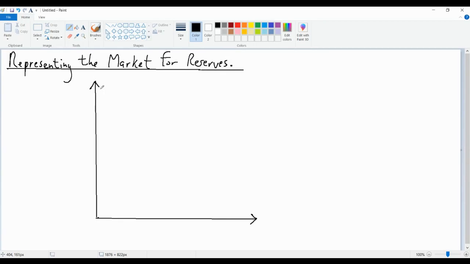Great. Well, this is the market for reserves. So the first thing, which is writing down what it is that this is the market for, is easy. We just write down reserves. And of course, they're measured in dollars.